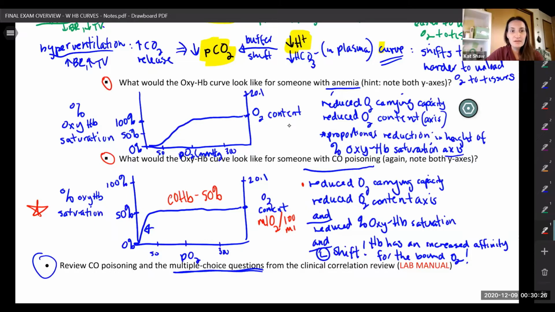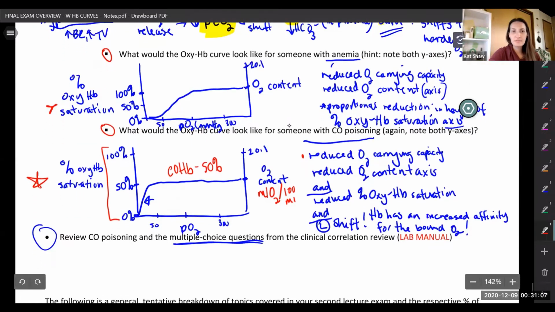And so what we would do then is change the oxyhemoglobin saturation axis. We would have to make it proportionally smaller here to show that even though their oxygen content is overall reduced, they're still fully saturating their hemoglobin at the lung capillaries. They're still reaching 100% saturation with oxygen, right? In this case, that's not a problem for them. That is a problem for an individual where there's CO present that's displacing the oxygen, right?